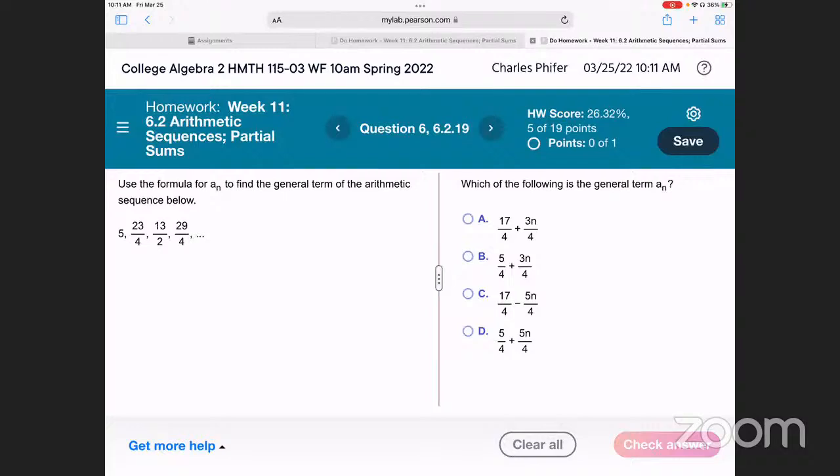Use the formula for a_n to find the general term of the arithmetic sequence. So we need to determine what we are adding each time. So let's get a copy of this and take some notes.